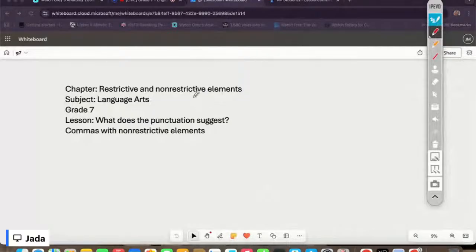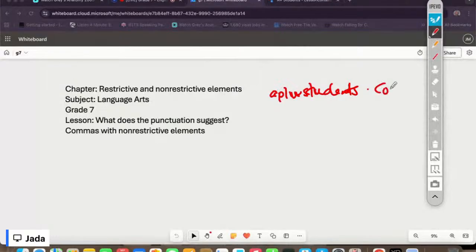Today we will have restrictive and non-restrictive elements. First, you have to log in using aplusstudent.com. Click on Language at grade 7. The chapter is restrictive and non-restrictive elements. The lesson will be: what does the punctuation suggest? Commas with non-restrictive elements.